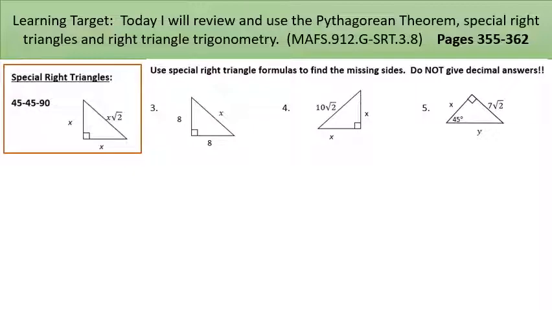All right, here we go. I left up our rule, 45, 45, 90. We're going to use this to figure out the missing sides. So don't give decimal answers. Leave it in terms of a radical. Here we go, number 3. Well, first thing we have to figure out is what we are trying to find. So find the hypotenuse. That's always what I say first, because it will make your life so much easier.